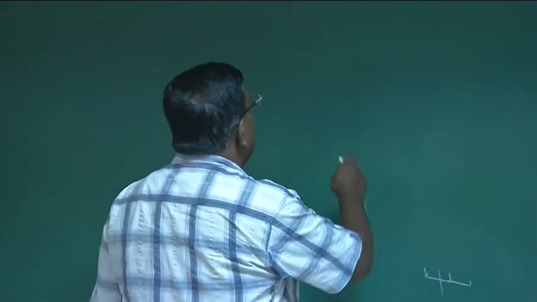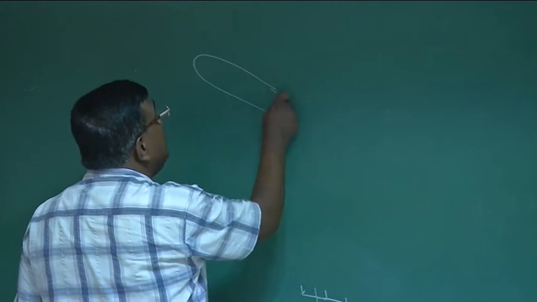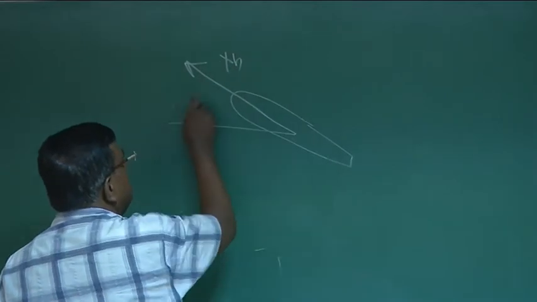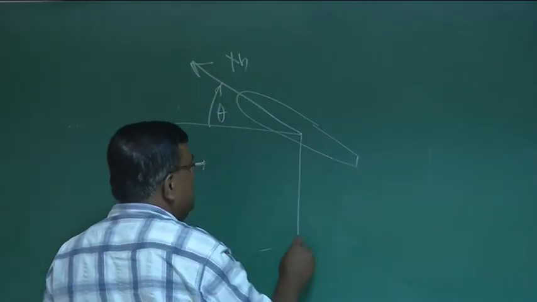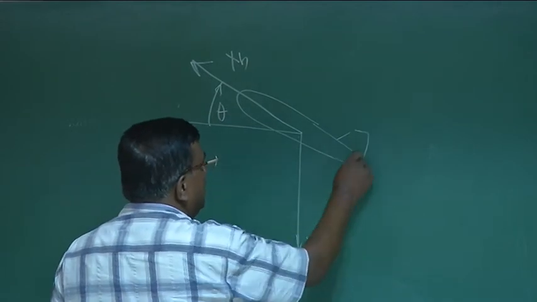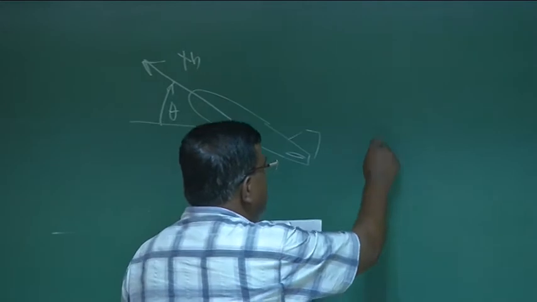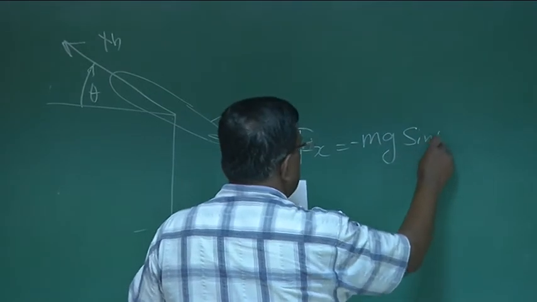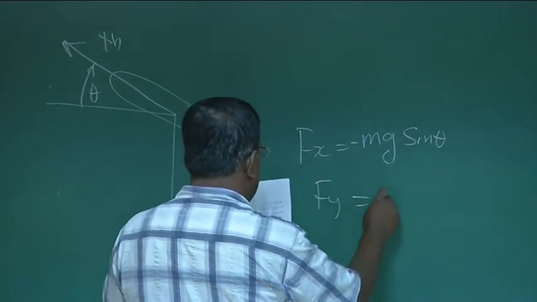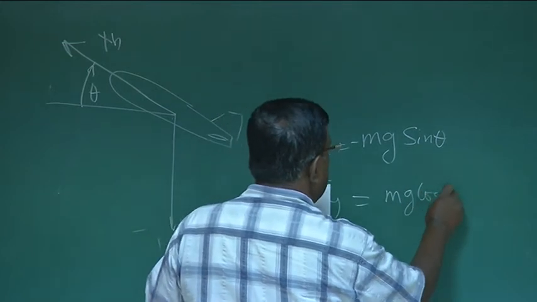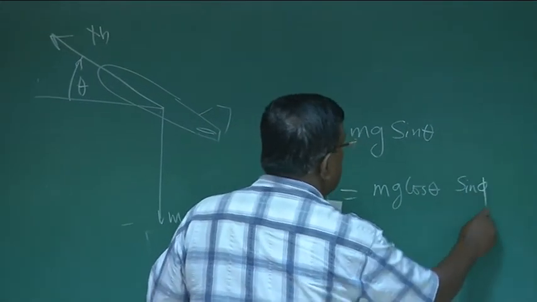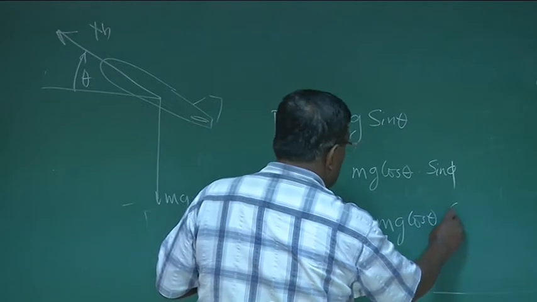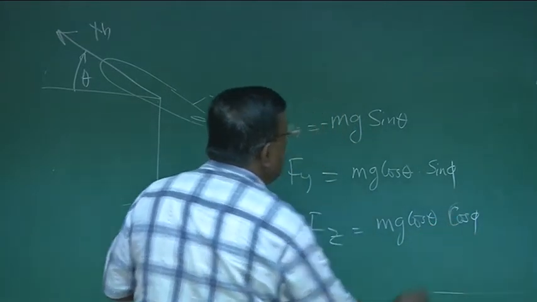Let's say, for example, I want to find the component of the gravity force along the local body xb, and you know this is theta, and the weight is mg. Then I can write Fx is equal to minus mg sine theta. Similarly, for a given configuration where there is a bank angle, I would expect you to derive this yourself, and Fz is equal to mg cos theta cos phi. Okay?